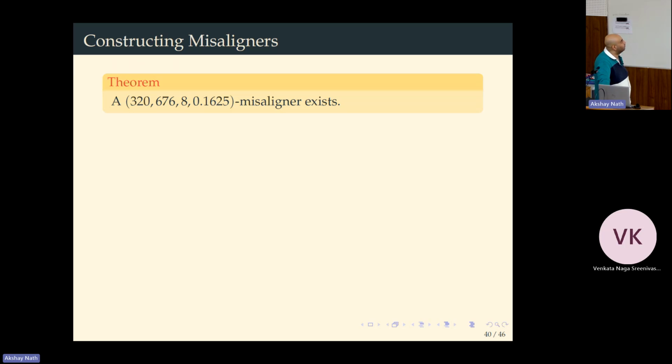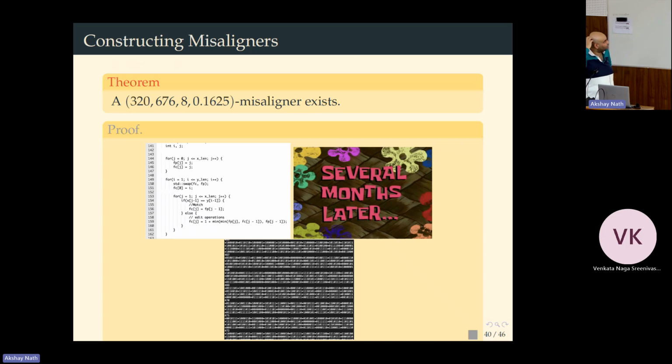Okay, so now I have to tell you the construction of these misaligners and self-matching strings. So we know that there is a misaligner with these parameters. That is, it's of length 320. There are 676 of them. The block size is 8. So that means 1 wild character and then 7 bits. And the robust distance guarantee we wanted is with alpha equals 0.1625. And how do we know this? We wrote a code and then we let it run for 3 months, and it outputs these things.